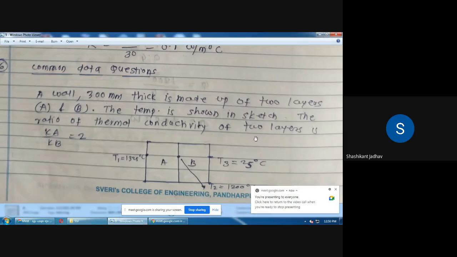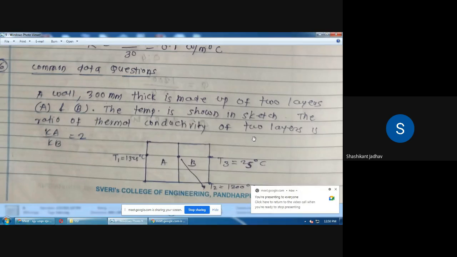Okay, so this is the last problem of yesterday's lecture. In that we have done some calculation, but the remaining part of that problem we have to solve today.